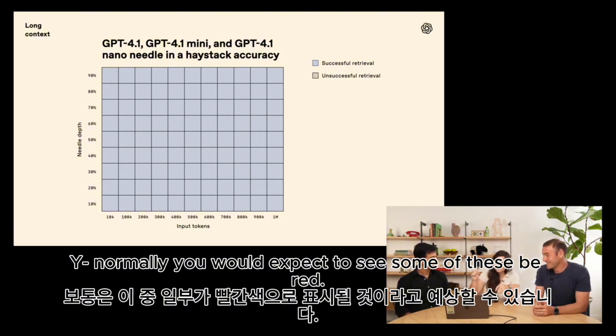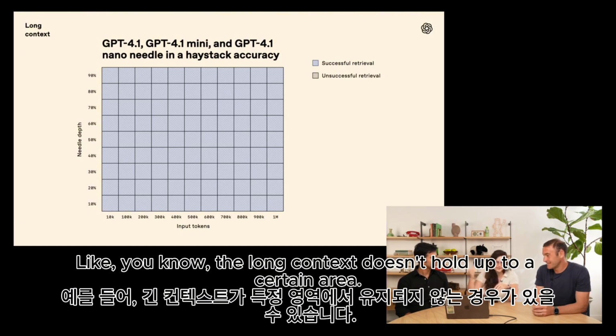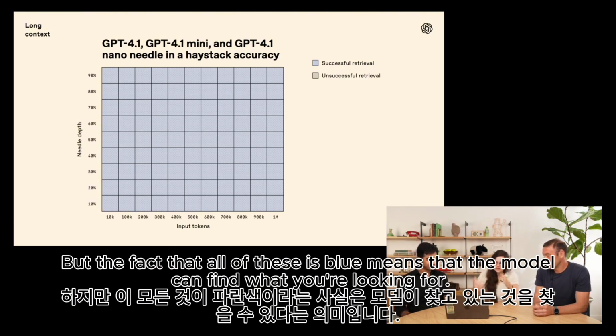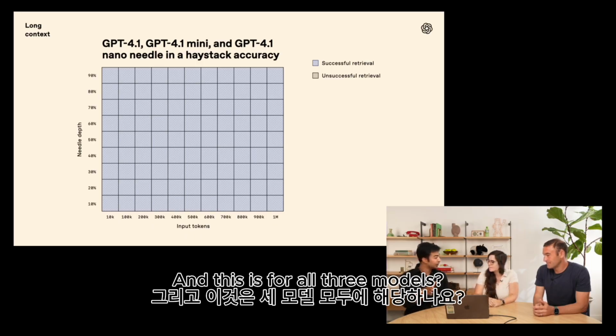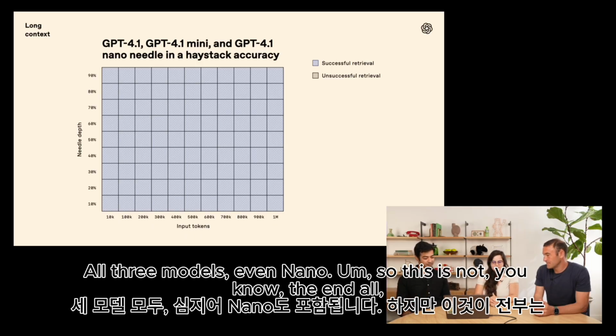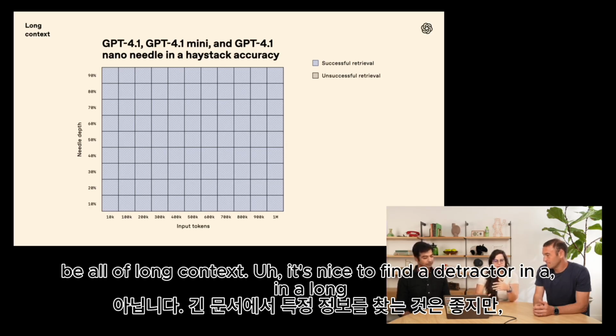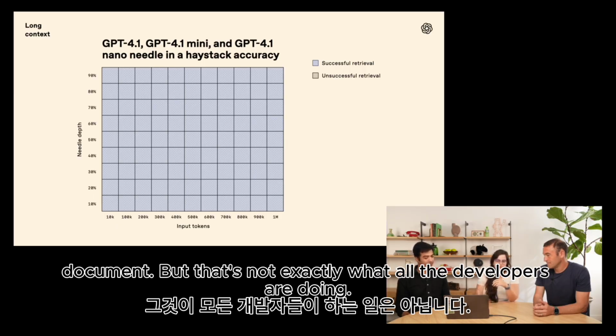Normally you would expect to see some of these be red, like the long context doesn't hold up to a certain area, but the fact that all of these are blue means that the model can find what you're looking for. And this is for all 3 models? All 3 models, even Nano. So this is not the end-all be-all of long context. It's nice to find a needle in a long document, but that's not exactly what all our developers are doing.